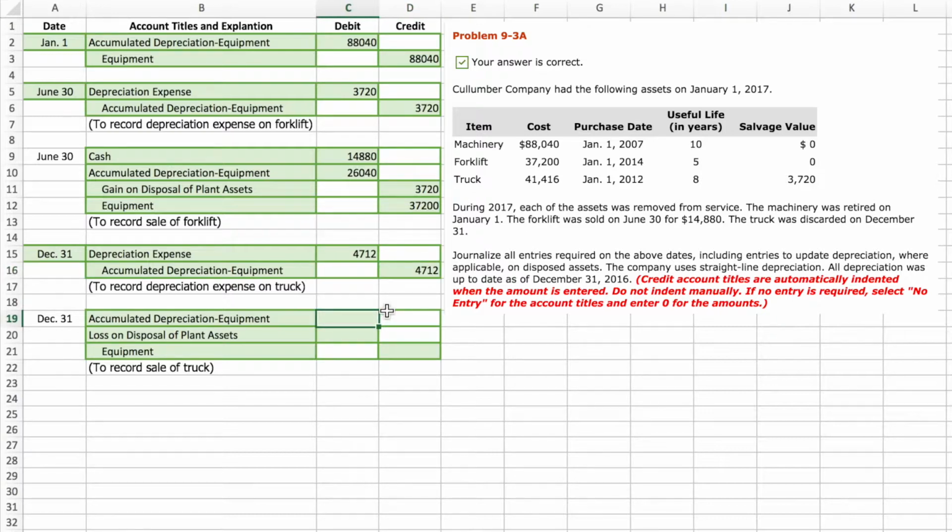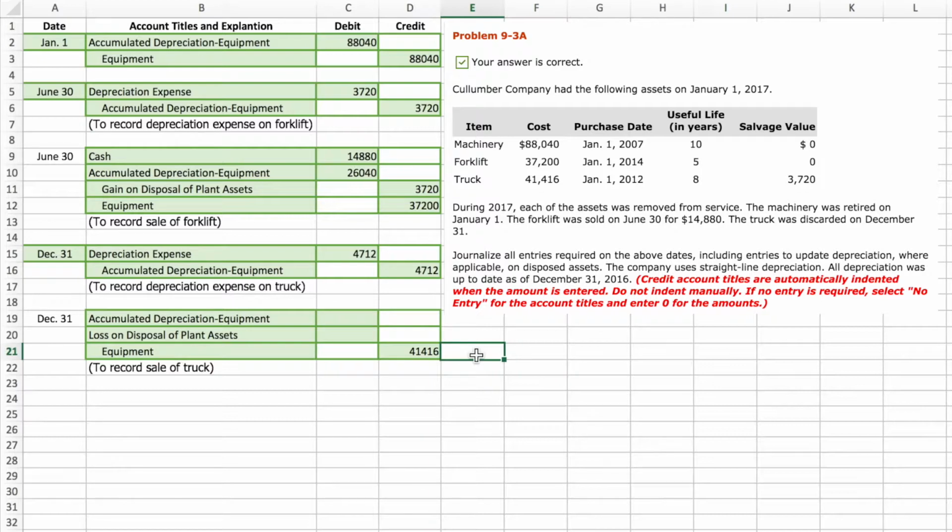Okay, so now we need to record the sale of the truck. We know that the cost of the truck was $41,416, so we can go ahead and enter that into our equipment field as a credit. So $41,416 there.